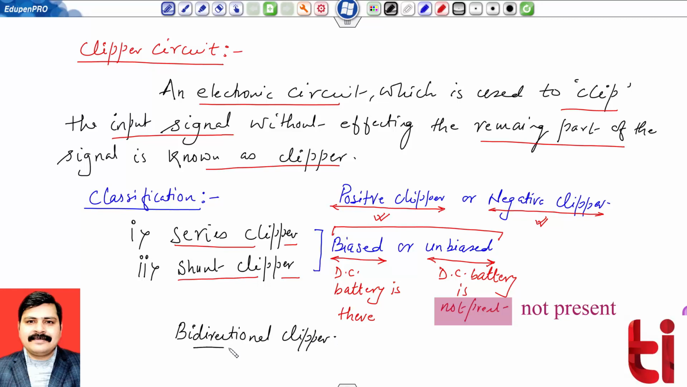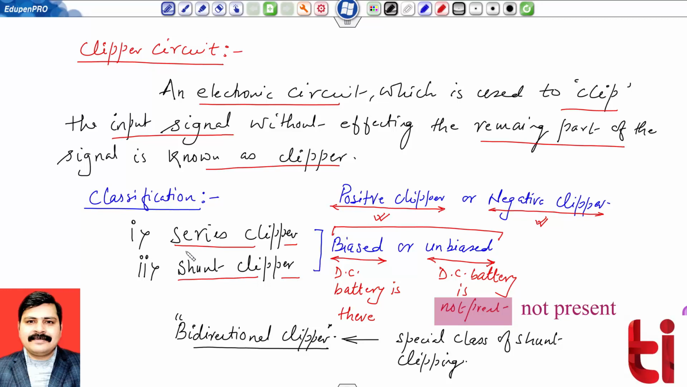Now the bidirectional clipper is a special class of shunt clipping, in which both portions of the input signal, that means the positive as well as the negative half cycle, will be clipped out depending upon the external DC battery. So this is the classification.